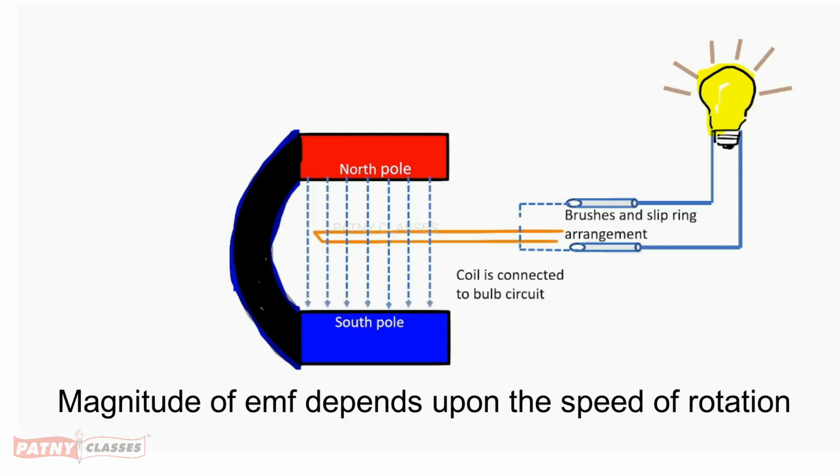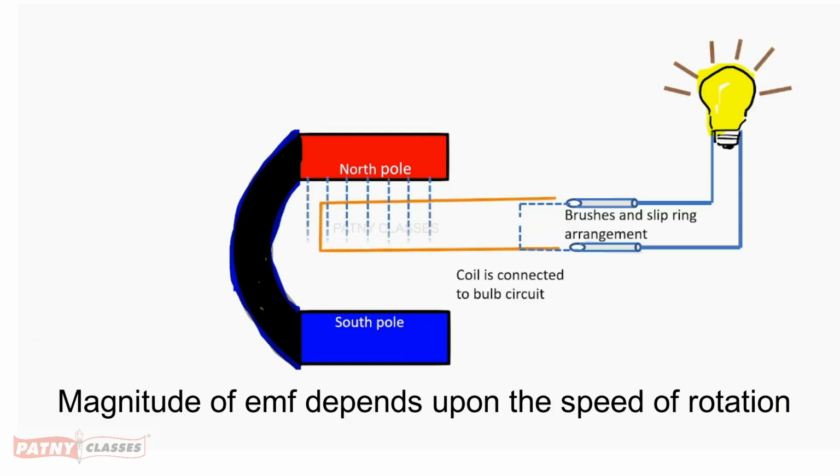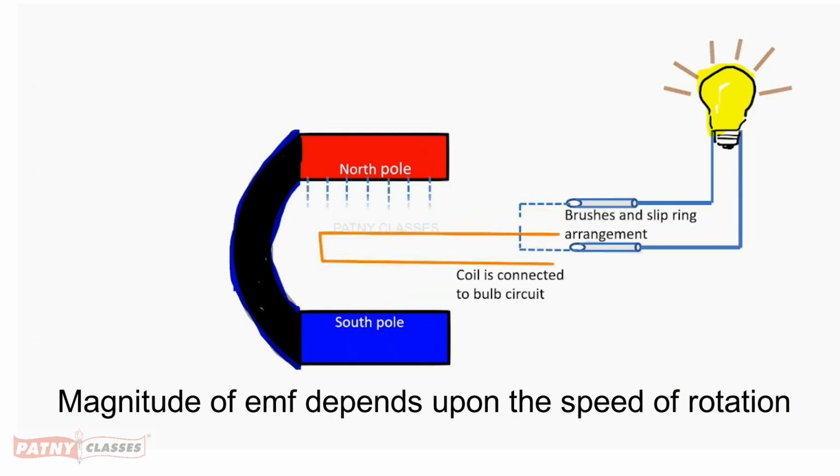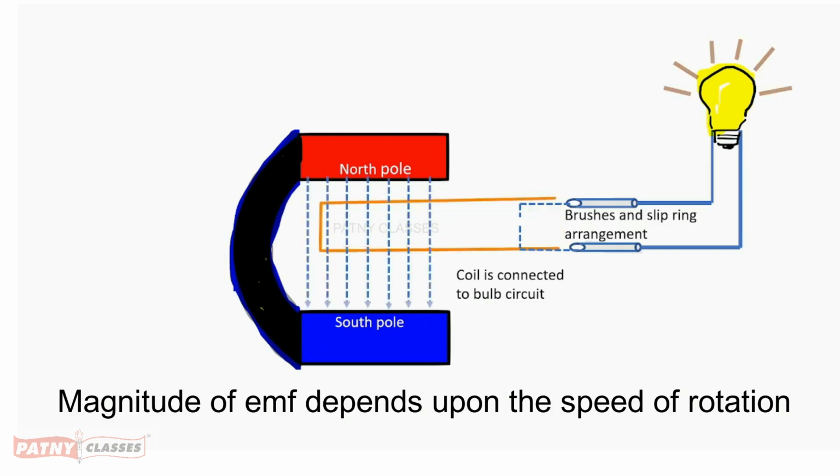Here we observe that the speed of rotation of the coil is slowly increasing. Then the EMF induced in the coil will also increase with the increase in the speed of the rotating coil.